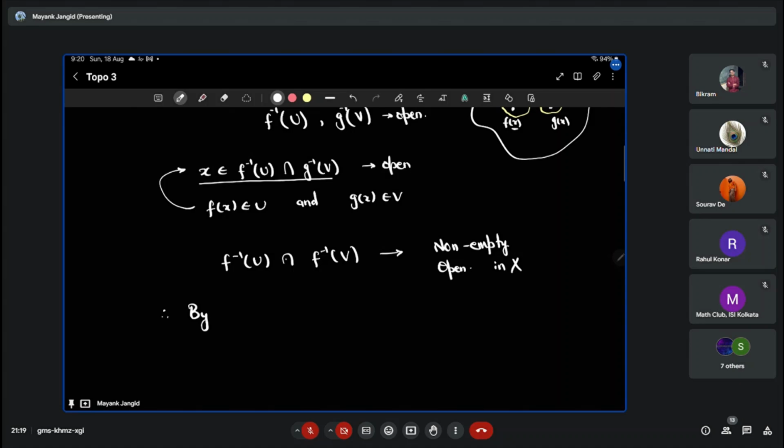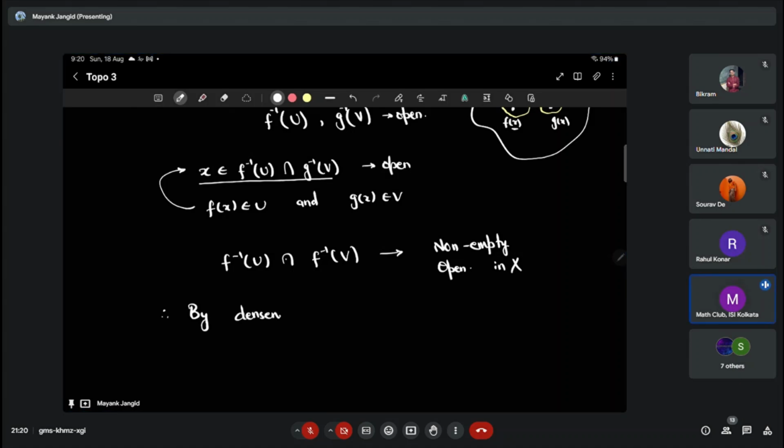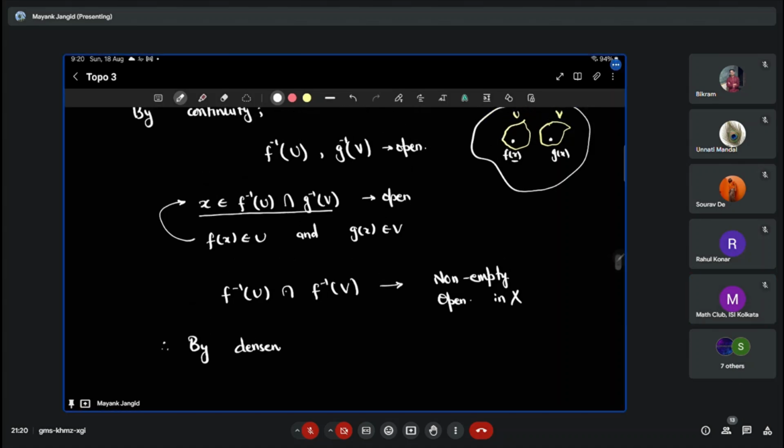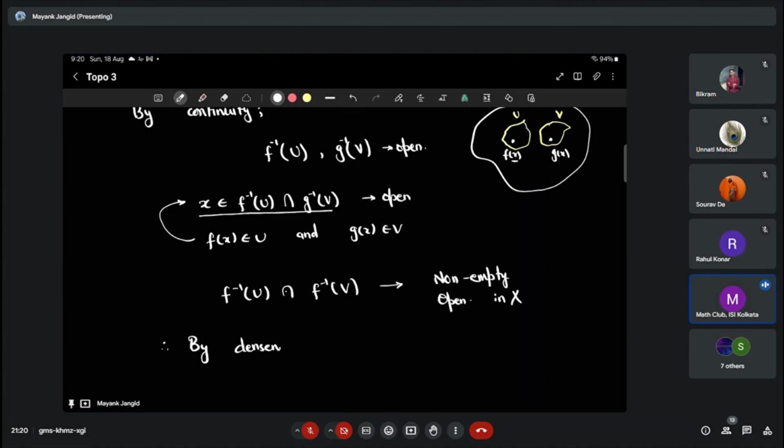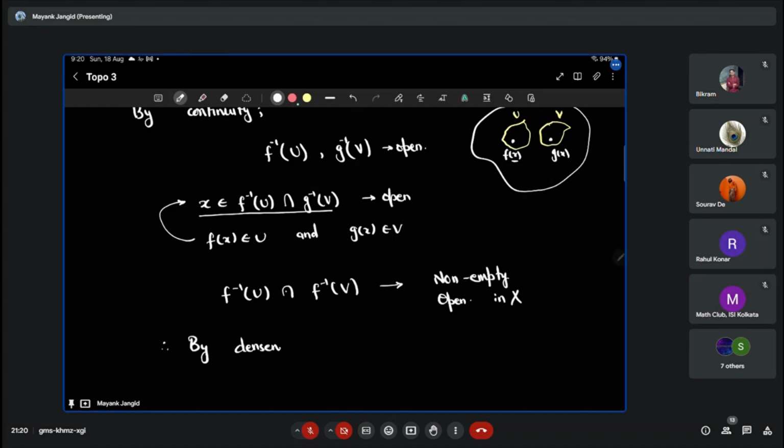That is the intersection with g inverse V, right? Yes, that should be g, exactly: f inverse of U intersection g inverse of V. So by the denseness, there exists a in A intersection f inverse U intersection g inverse V.